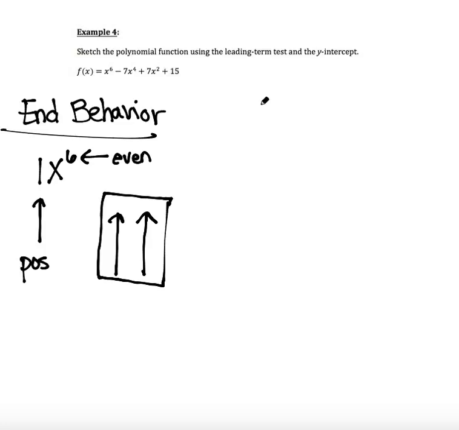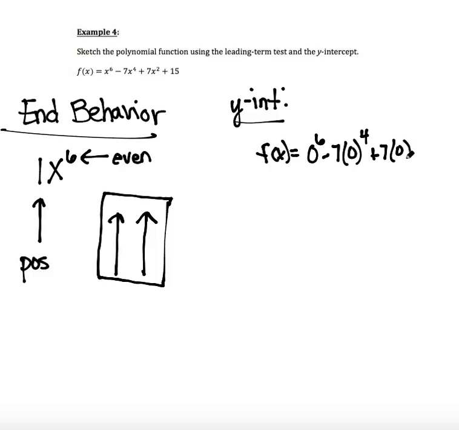Now, the next thing we need to do is find the y-intercept. Remember, to find the y-intercept, you're going to plug 0 in for x. So that's going to give me f of x is equal to 0 to the 6th minus 7 times 0 to the 4th plus 7 times 0 squared plus 15. When I work that out, that gives me f of x is equal to 15. So my y-intercept is 0, 15.